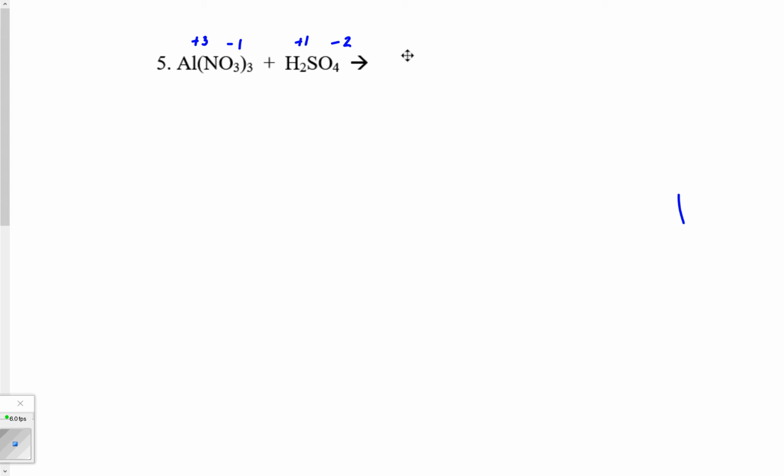So on the other side, I'm going to leave some room. I'm going to have Al, which is still a +3. And now on the other side, that's going to trade places with the hydrogen. So it's going to pick up the SO4. And I'll balance out my pluses and minuses in a second. Sulfate's a -2.